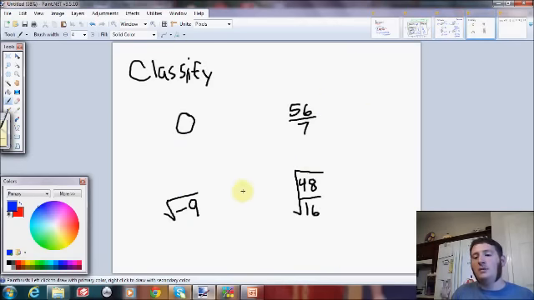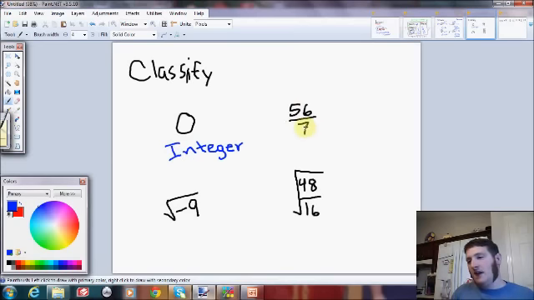One of the other things we needed to do was classify numbers, and we want to be as precise as possible here. So 0 for us is an integer. I know we had talked about leaving whole numbers out, and so some of you might say, well, is it a natural number? For purposes of this class, most of the time, we're going to think of it as an integer.